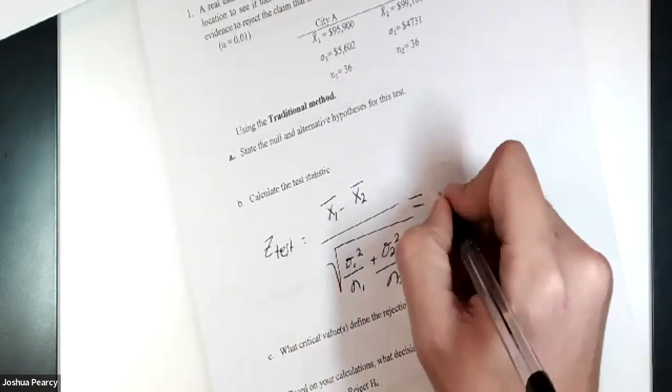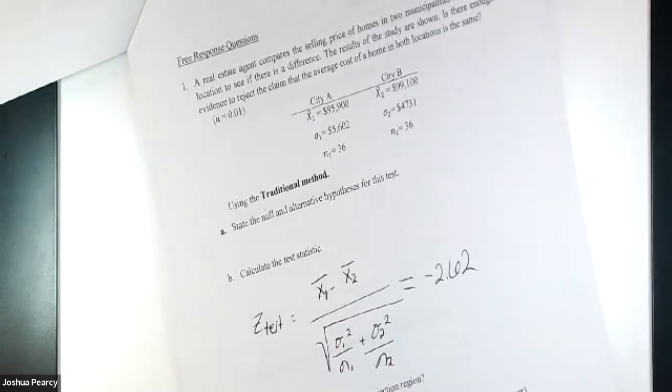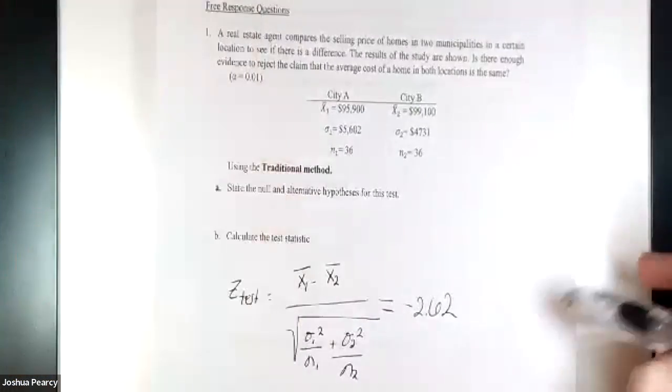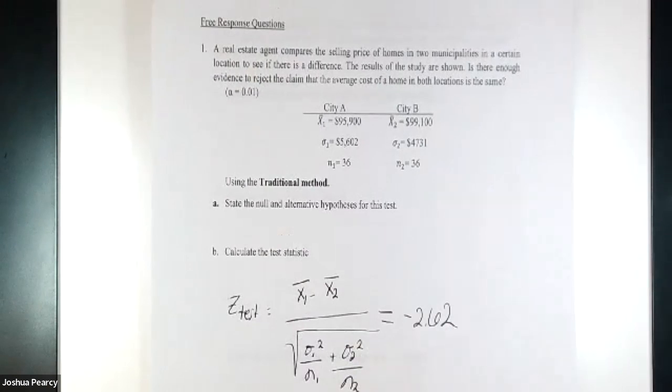Yep, negative 2.62. I just ran out of 2 decimal places. Okay, now the next part. What are the critical values that define the rejection region? So it's a two-tailed test, so there's going to be how many critical values? 2. There's going to be positive and a negative. And you're looking at the area in the left-hand tail to find the negative critical value is what?